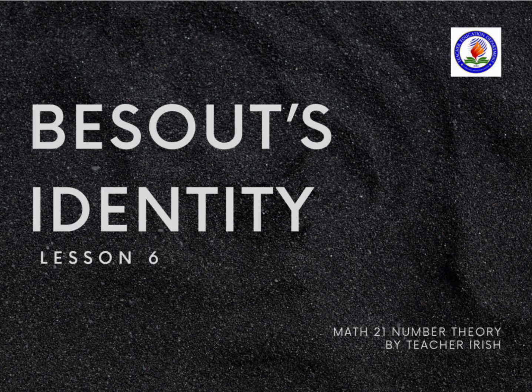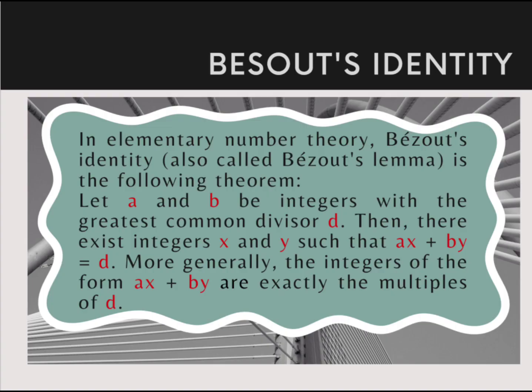Alright, so let us proceed with our lesson 6, the last lesson for the preliminaries. So this is the Bezout identity. By the way, Bezout identity can only be solved if you are able to understand the Euclid's algorithm. So we need the Euclid's algorithm for us to be able to solve Bezout identity. Now, before proceeding with the examples, let us first check what is Bezout identity.